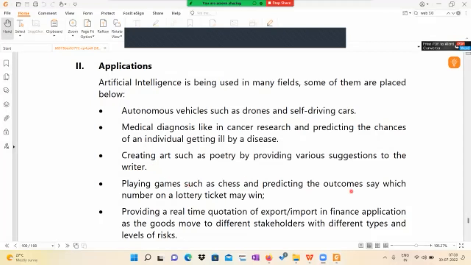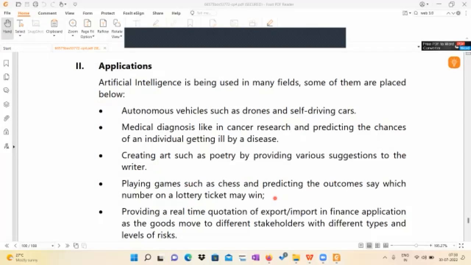Playing games such as chess and predicting outcomes, such as which lottery ticket may win. We know that the chess game is played by two people, and here with the help of artificial intelligence, we can play the chess game. Also with the help of artificial intelligence, by using the topic called permutations and combinations, the lottery number can be predicted.